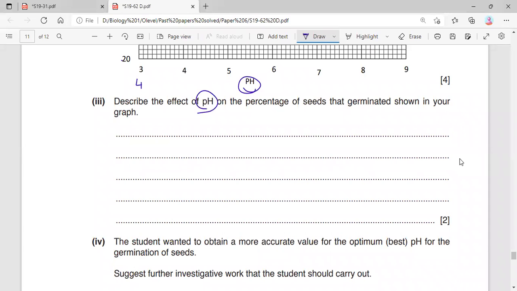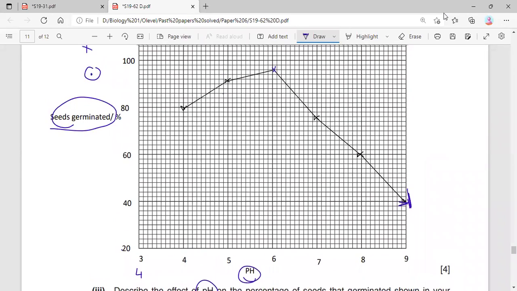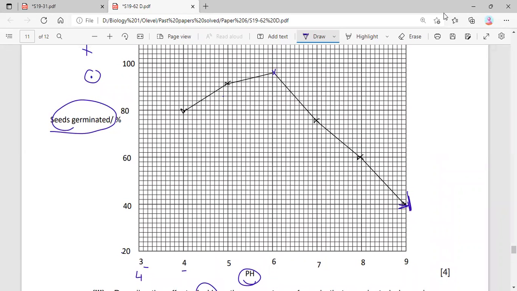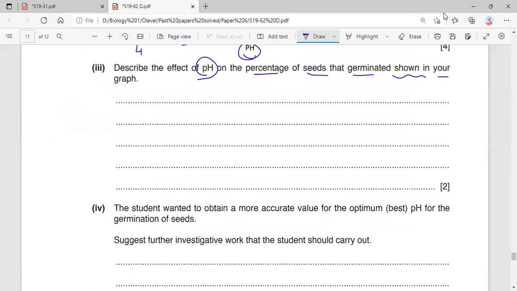Describe the effect of pH on the percentage of seeds that germinated shown on your graph. So if I want to describe, what will I say? As the pH increases, the percentage of seeds germinated increases and then decreases. The second point is you should use data quote. For example, I could say that the highest percentage of seeds germinated was 96% at pH 6. So these are the 2 points for the description.